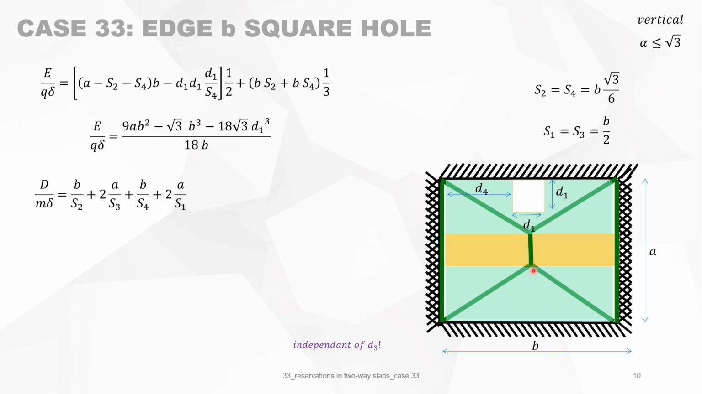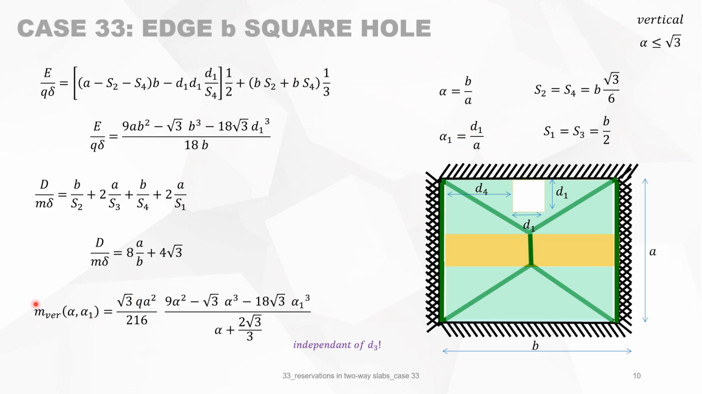And then we got this yield line projected on this axis. It's A divided by S1. And this yield line is also A divided by S1. Substituting for the variables, we got this expression for D. To find M, we make D and E equal, and we use dimensionless parameters. Then we got this expression in the case of a vertical yield line pattern. It means when alpha is bigger than square root of 3, then you have this expression.